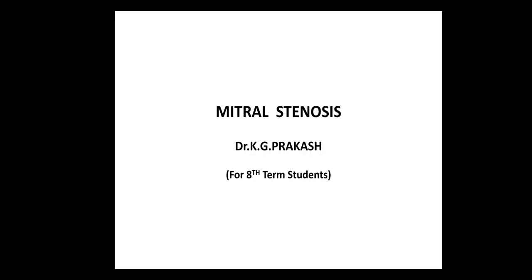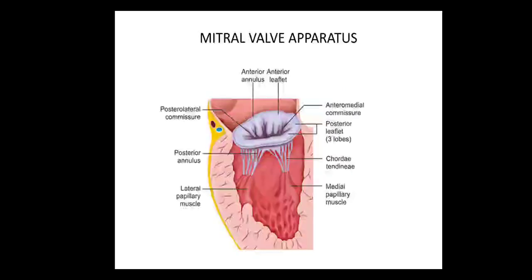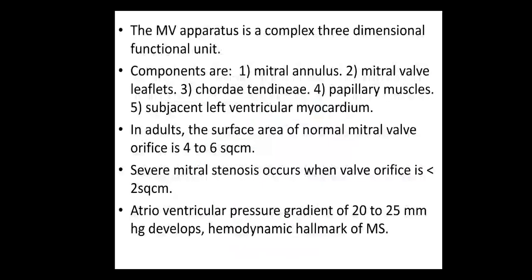In this session, I am going to discuss mitral stenosis. The mitral valve is not a simple structure having a bicuspid structure that sits between the left atrium and left ventricle, but it is a complex three-dimensional functional unit which helps in the unidirectional flow of blood during the pumping action of the heart. That means it facilitates left ventricular filling during diastole and effectively seals off the left atrium during ventricular systole.